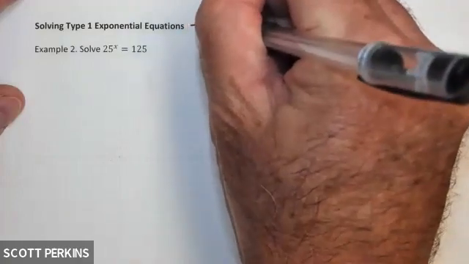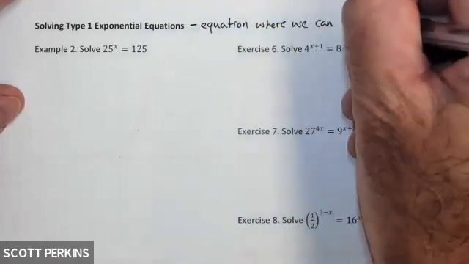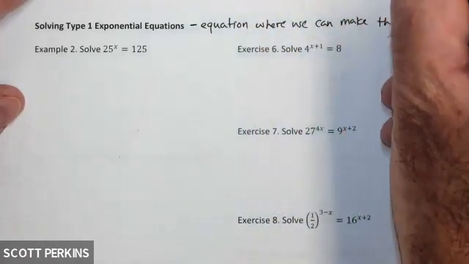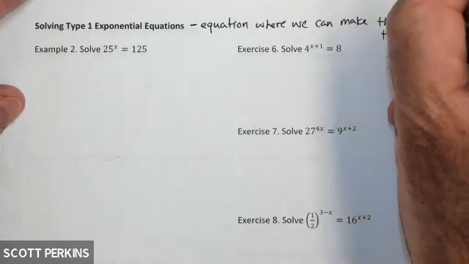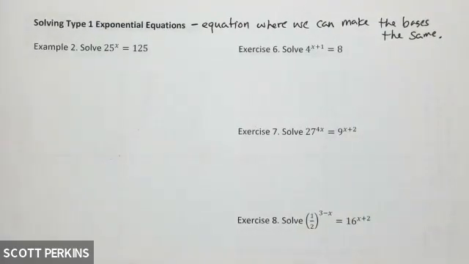Okay, so it's an equation where we can make the bases the same. It's the easier of the 2 situations. We can do this now with the algebra tools that we possess at this moment. So that's why we're going to talk about them. So type 1 equations are equations that you can solve when you can make the bases the same. Now, if you still are unclear about what I mean about that, and I totally understand, then let's go ahead and talk about this first example.